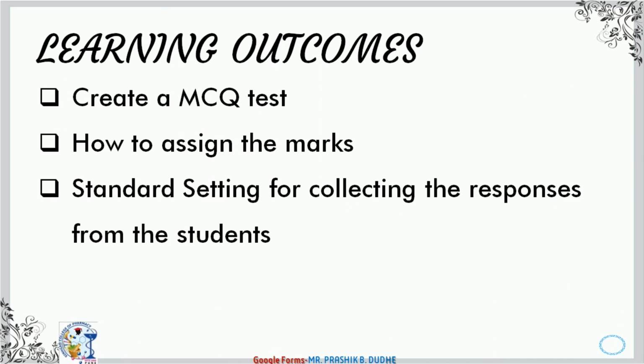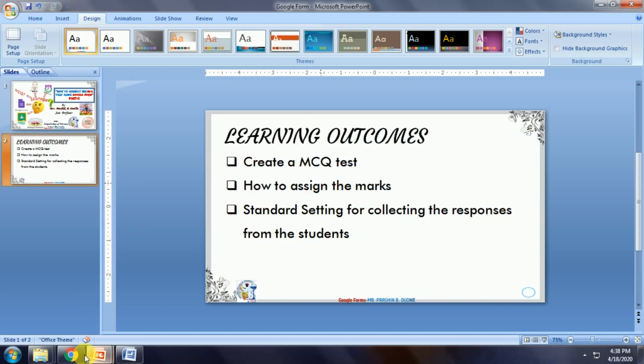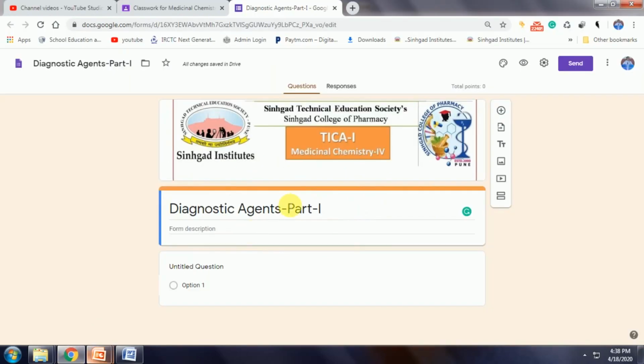Now let's go to the Google Form. In part 1 we finished up to this part, and we have created this heading along with the Google Form. Now let's go to the settings. On the left hand side there is a settings button. Click on the settings button.